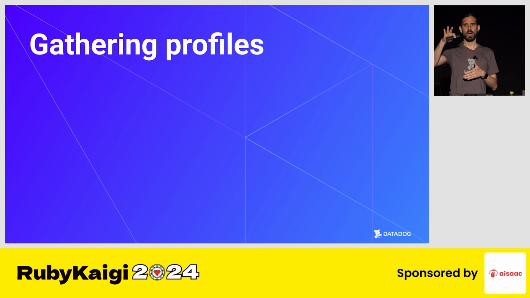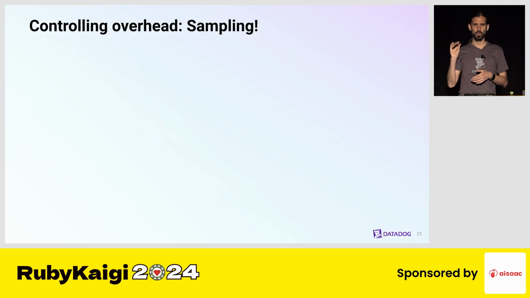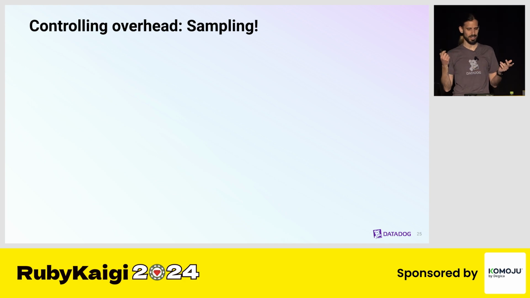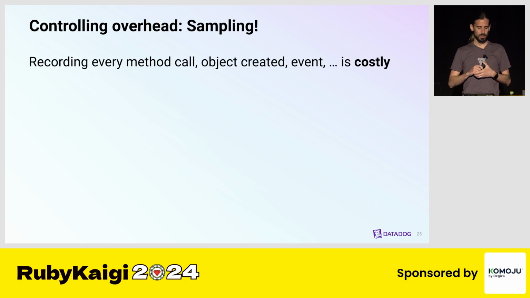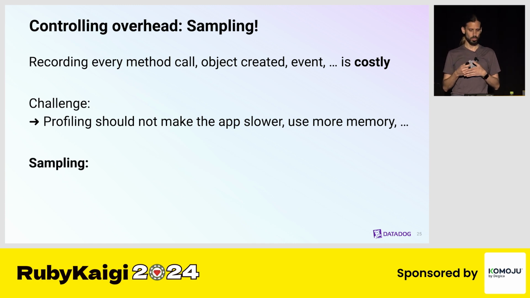So let's now go one level deeper and talk about how we actually gather this information. So to control the overhead, this has been a big topic. All three profilers that we've talked about at RubyKaigi this year use the same technique, sampling. So the idea is that if you try to record every method call, every object created, every event, this is very costly. So the challenge is that the profiling should not make the app slower, use more memory, etc. And so instead we use sampling.